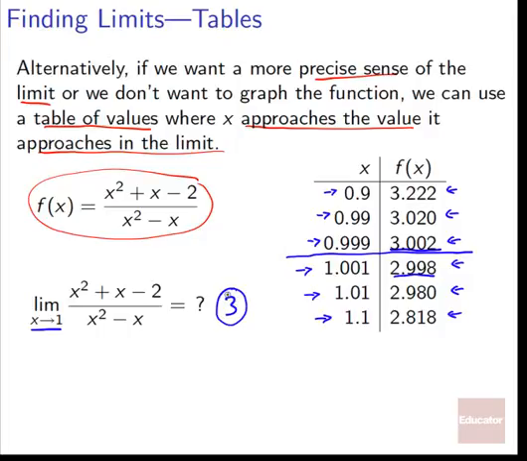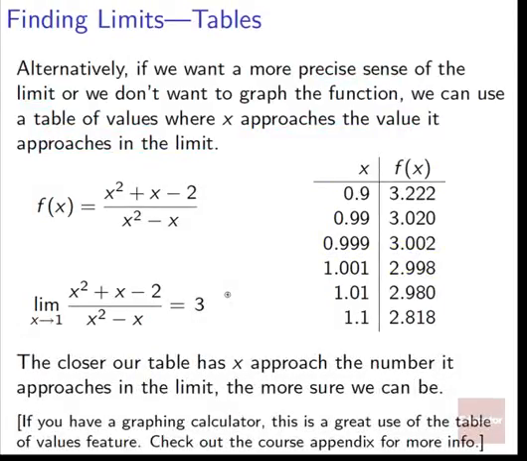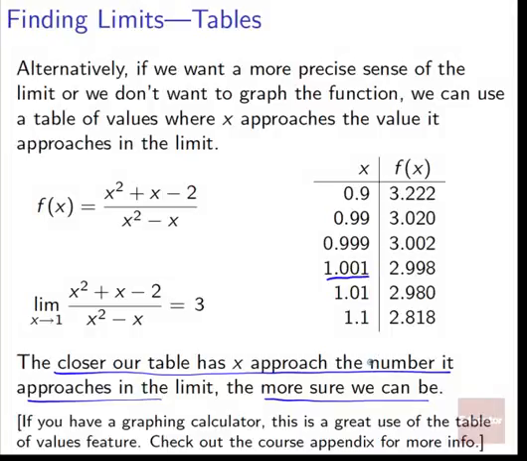So that lets us get a good approximation. Probably a good approximation within many decimal places, but we're not absolutely precisely sure. Still, that's really, really close. And the closer our table has x approach the number it is approaching in the limit, the more sure we can be, right? If, instead of using 1.001, we'd use 1.00000000001, we'd be that many more decimal places sure of where we're headed, right?